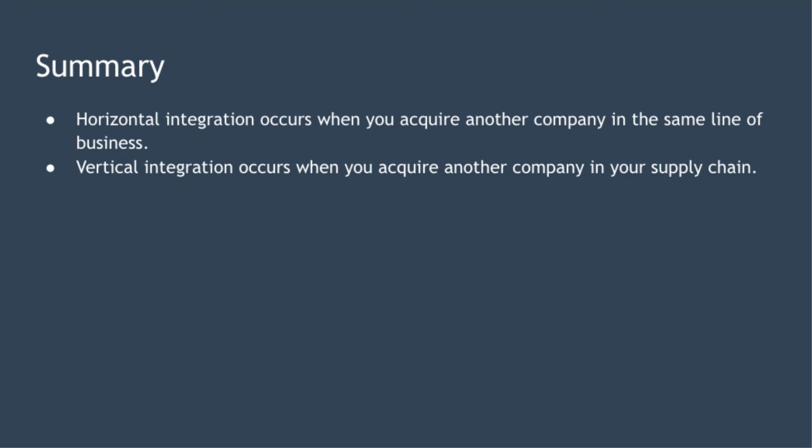So in summary, business owners are always looking for ways to grow their companies, and horizontal and vertical integration provide two approaches to do this through mergers and acquisitions. Horizontal integration occurs when you acquire another company in the same line of business, whereas vertical integration occurs when you acquire another company in your supply chain. Which approach is right for you will depend on your business's unique circumstances and future goals and ambitions.